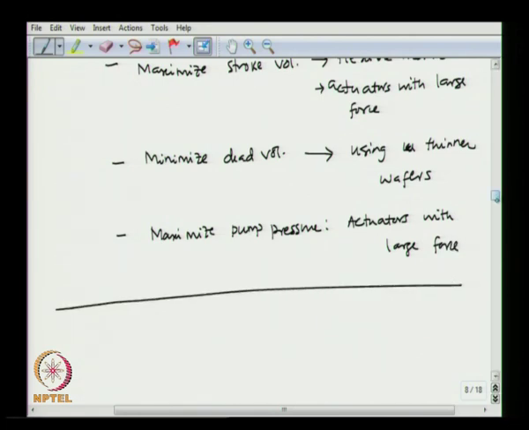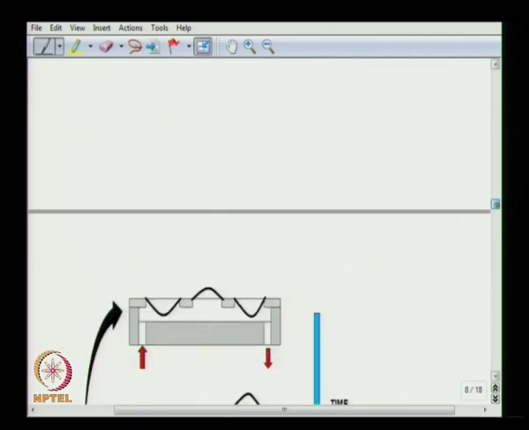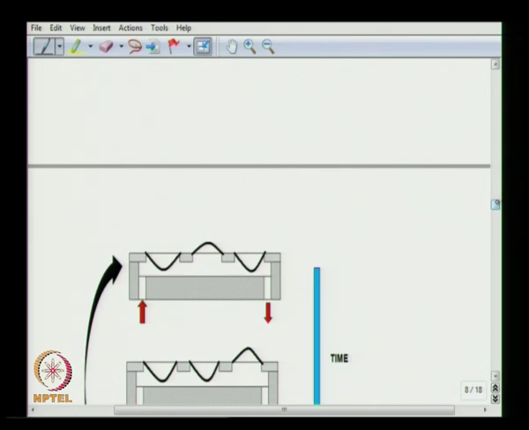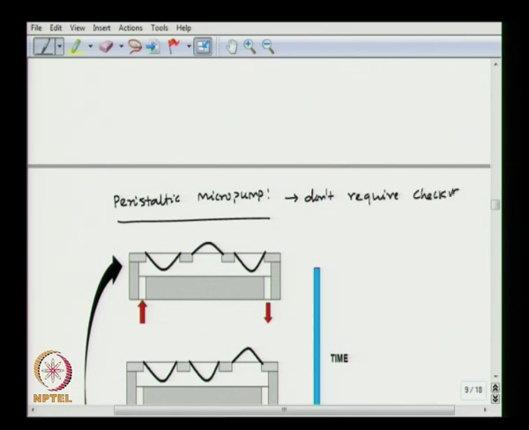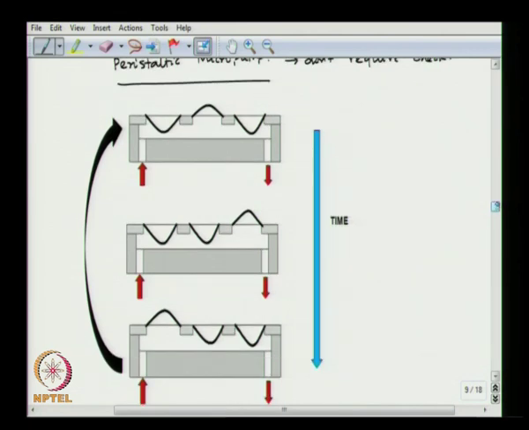Now, let us continue our discussion with peristaltic micropumps. These peristaltic micropumps normally do not require any check valves, and their motion is based on the peristaltic motion by which food goes from our mouth to our stomach.